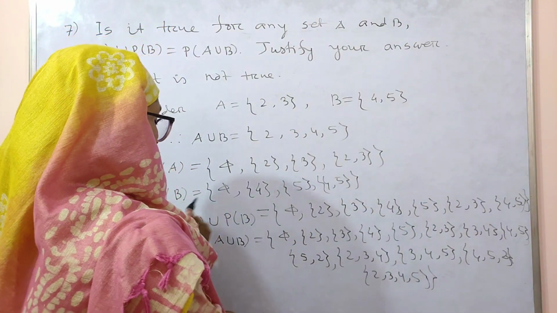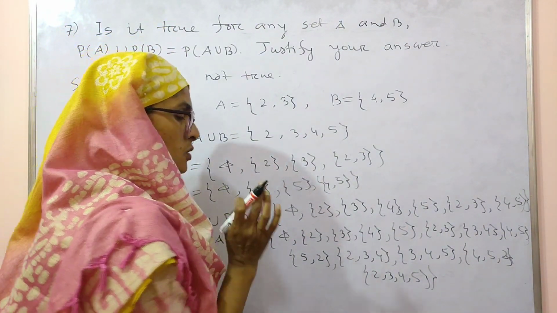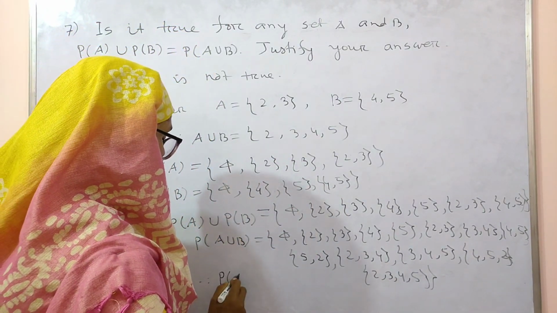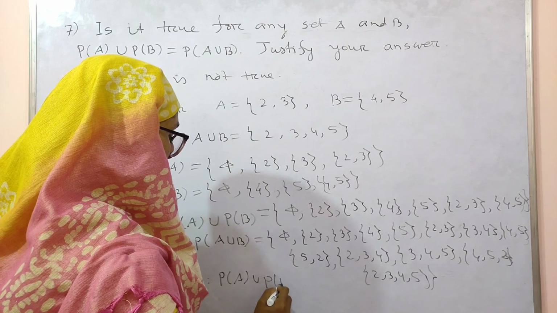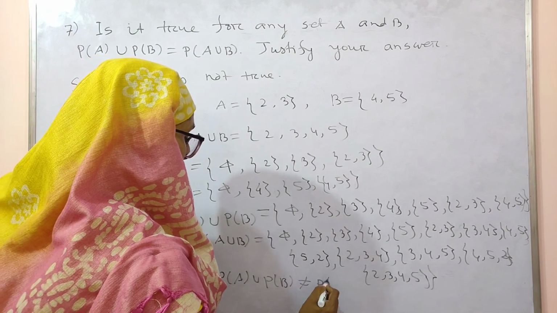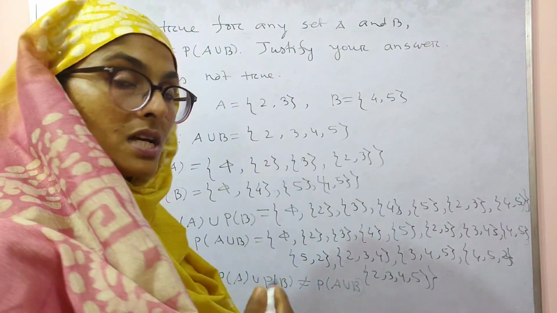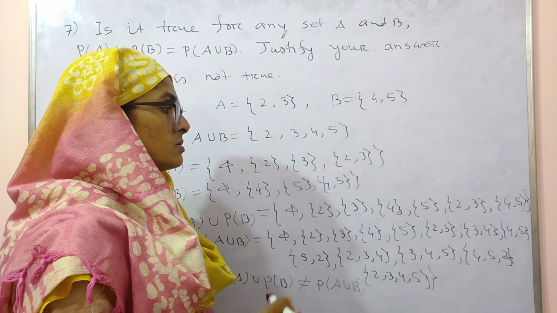So therefore, the power set of A union the power set of B is not equal to the power set of A union B. Therefore write down: the power set of A union the power set of B is not equal to the power set of A union B. You can take any different example also.